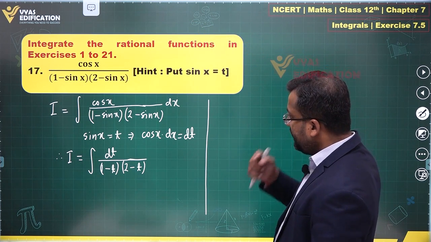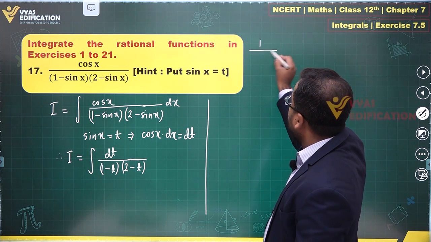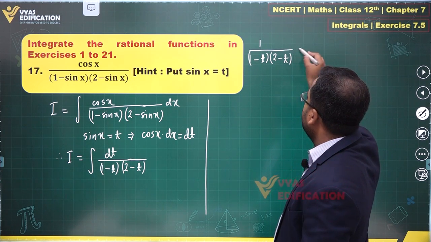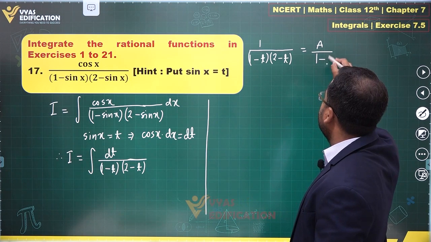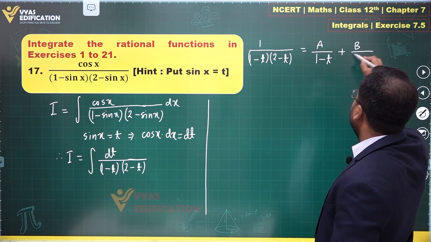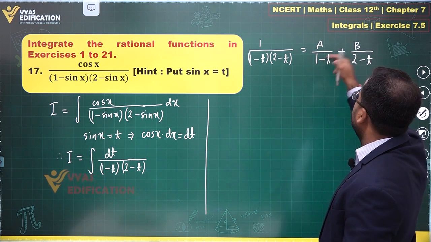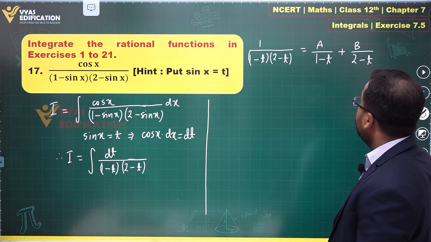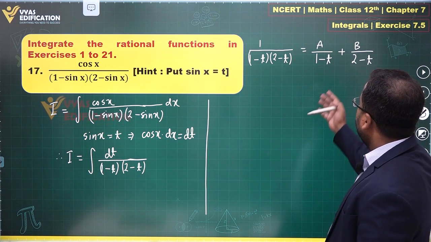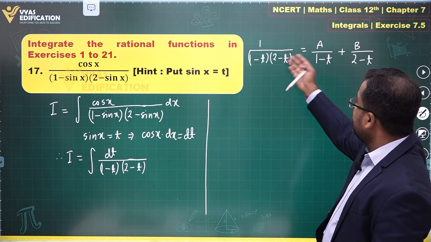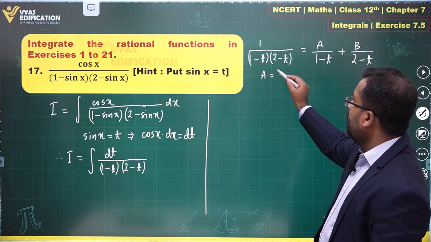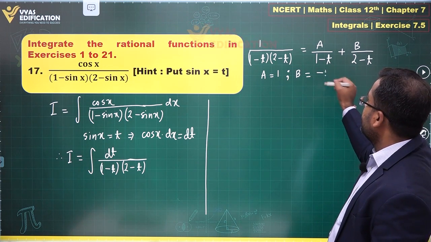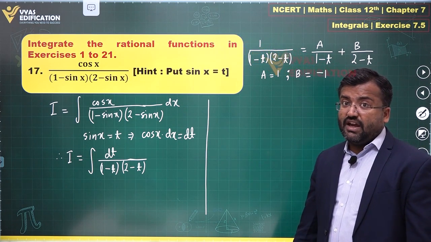So the next step that will be required is 1 upon (1 minus t)(2 minus t) will be equal to a upon 1 minus t plus b upon 2 minus t. So a will be 1 and b will be minus 1 over here. That's what you can find easily. One of the approaches is you multiply with 1 minus t, substitute t is equal to 1. So a will be equal to 1, b here will be equal to minus 1. These are the values of a and b.